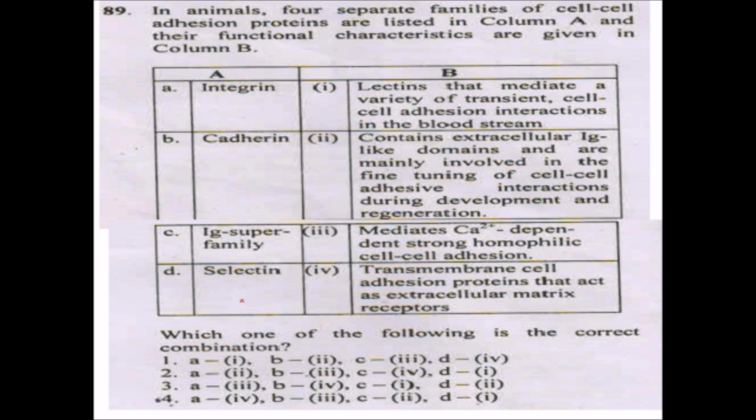And selectin, if you remember, I have explained in this question, this part also, that spectrin is present in the RBCs and is a peripheral protein, and it acts as a cell adhesion molecule in the bloodstream. So the answer will be number 4.